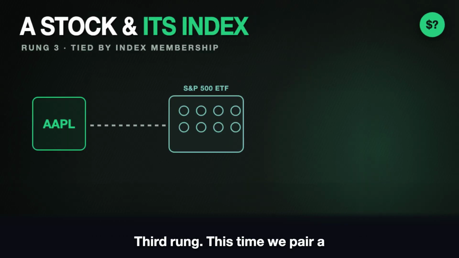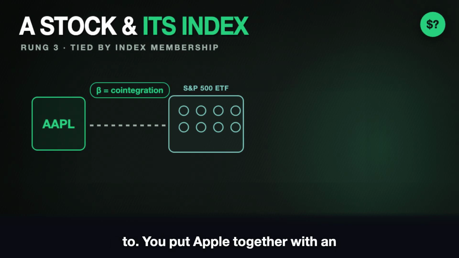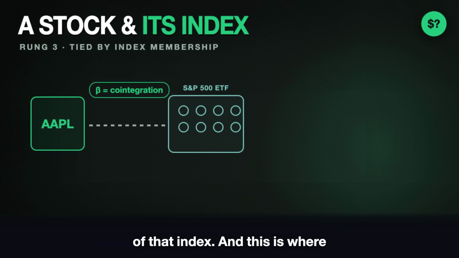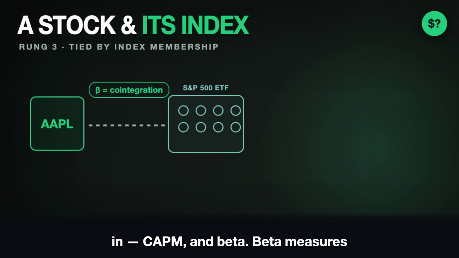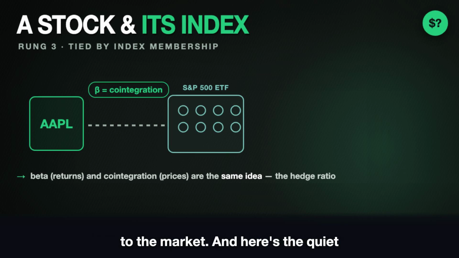Third rung. This time we pair a single stock with the index it belongs to. You put Apple together with an S&P 500 ETF. Why do they move together? Because Apple is a member of that index. And this is where a concept from your finance class walks in: CAPM and beta. Beta measures how sensitively a single stock moves relative to the market.